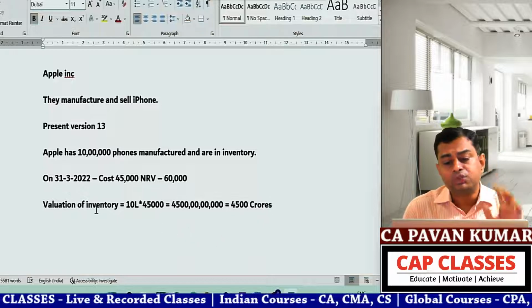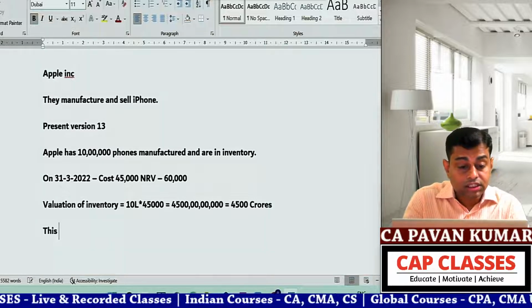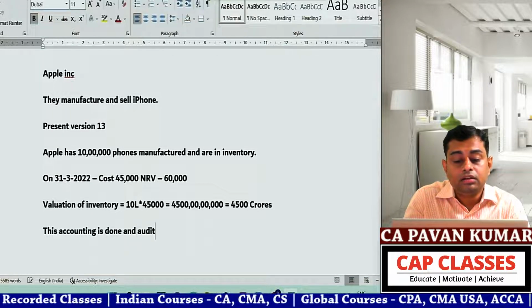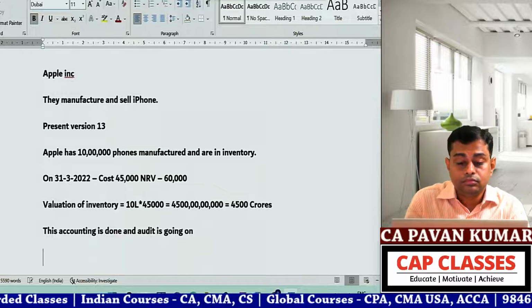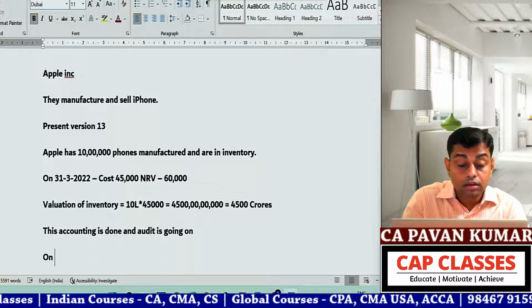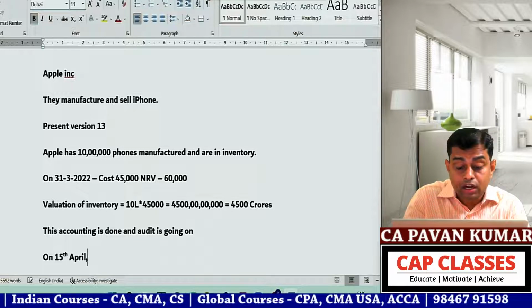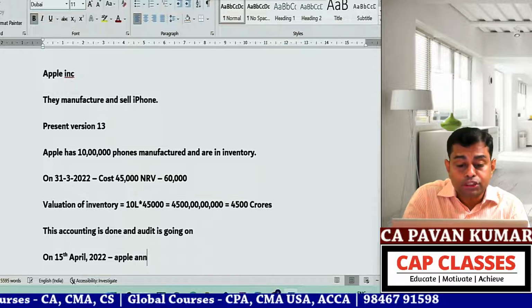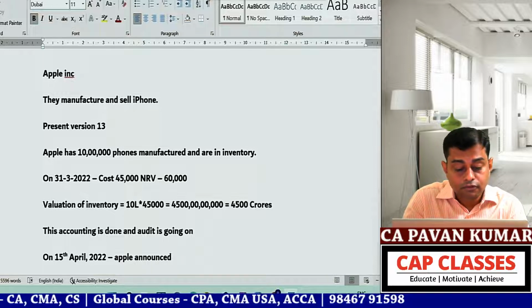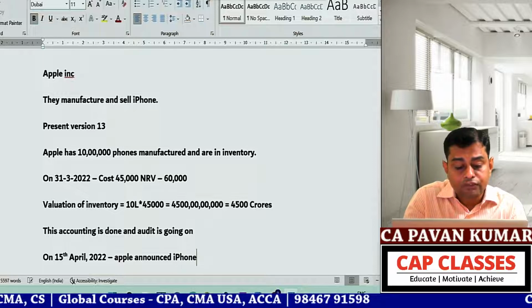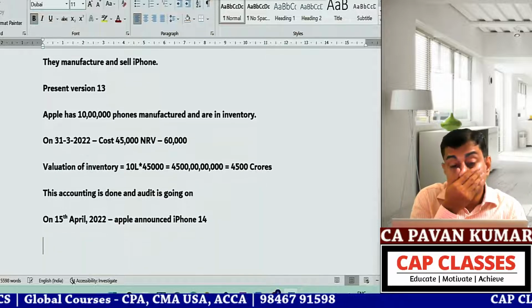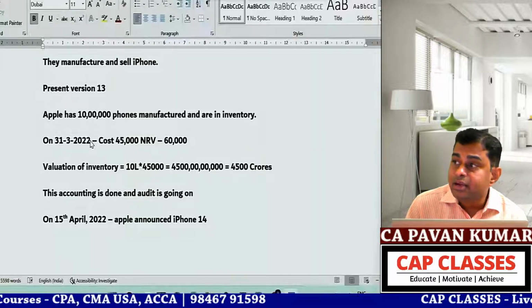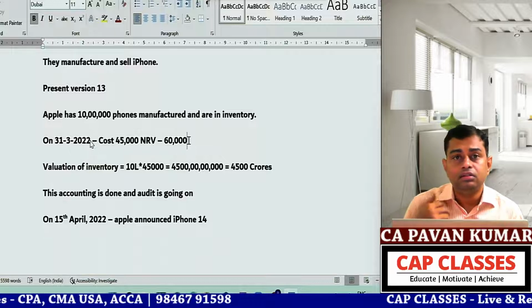So on 31st March 2022, this accounting is done and audit is going on. On 15th April 2022, Apple announced iPhone 14. When Apple announced iPhone 14, do you think this selling price is still there? No? Do you think the selling price will increase or decrease?